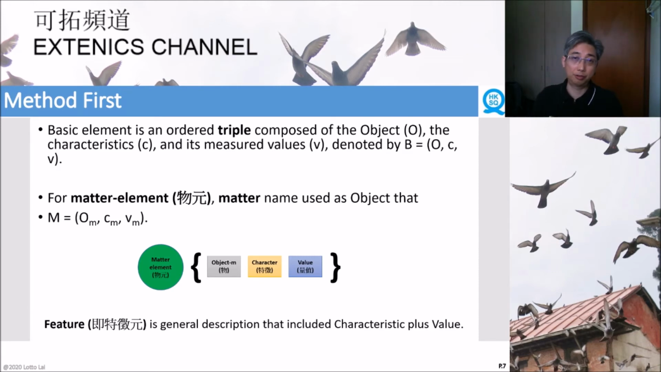When I discussed with Professor Cai, we thought about the confusion between feature and characteristic, because in Chinese translation feature and characteristic may be the same, but actually Professor Cai said there is some difference. Feature here is a general description that includes characteristic and value. Characteristic and value together are named the feature. That makes it easier to separate them more clearly.